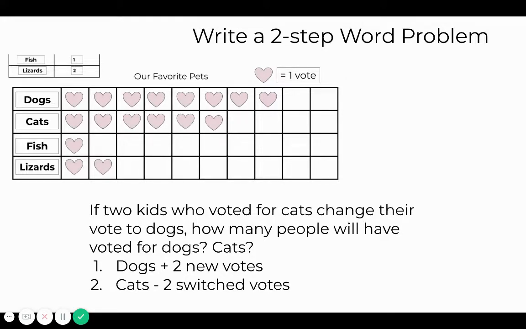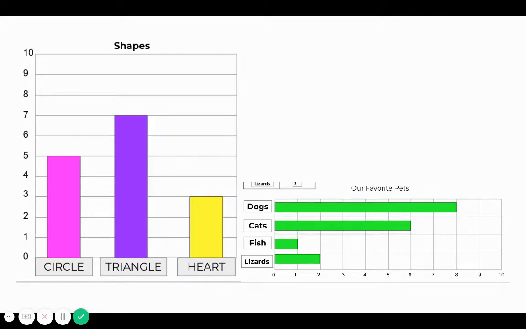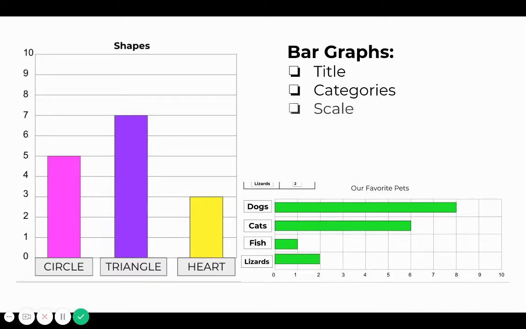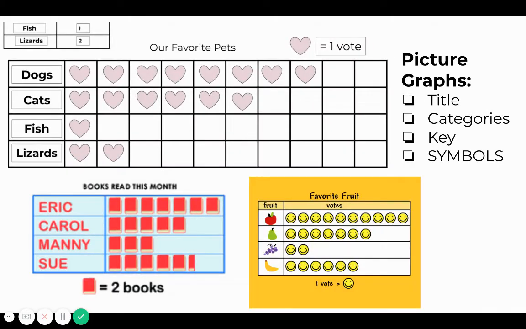Let's review the different graphs we made today. Both of these are examples of bar graphs. On the left, we see a vertical bar graph where the bars go up and down. On the right, you see a horizontal bar graph where the bars go from side to side. Both bar graphs have everything that bar graphs should. They have titles, categories, a scale, and most importantly, bars showing the information.